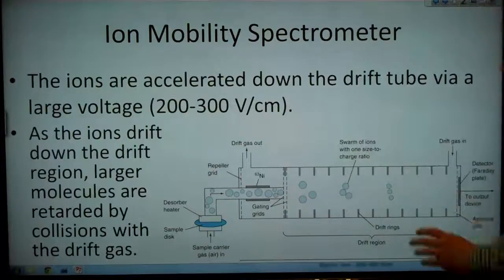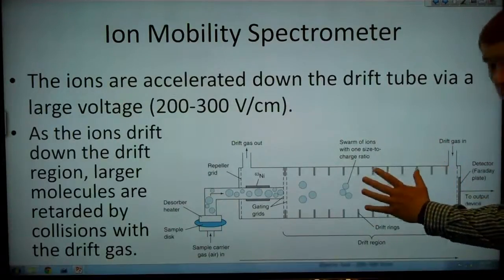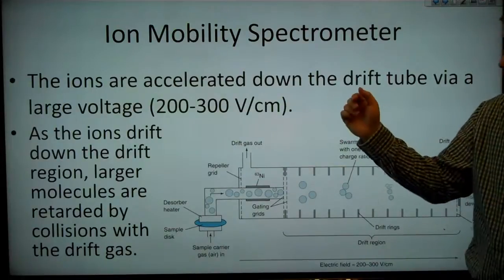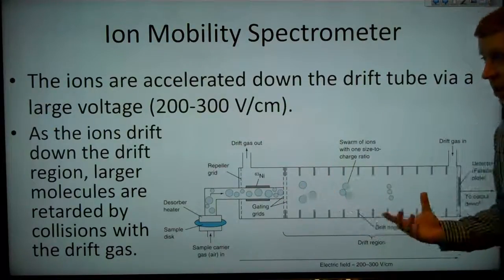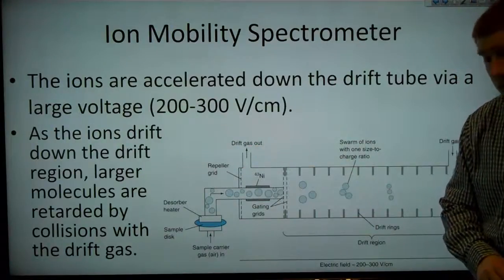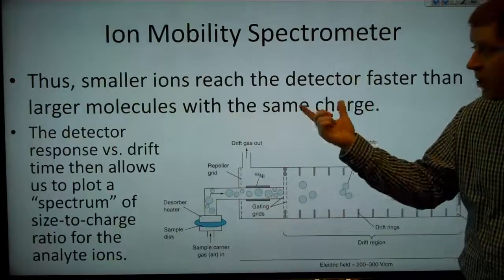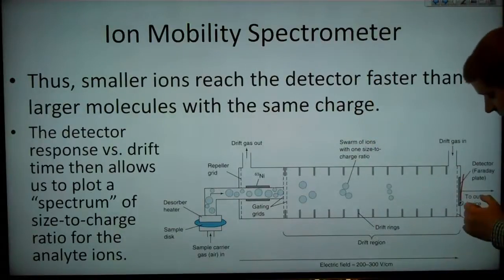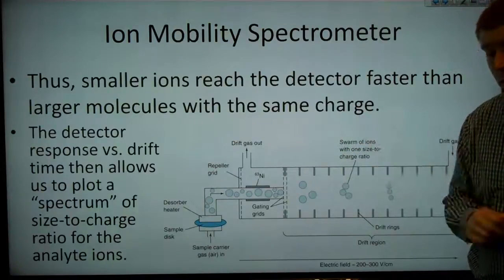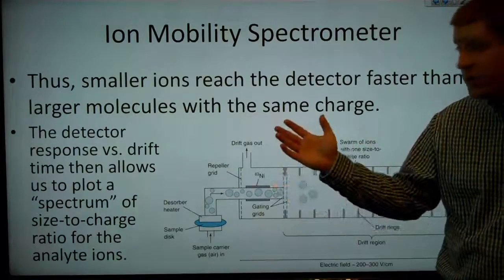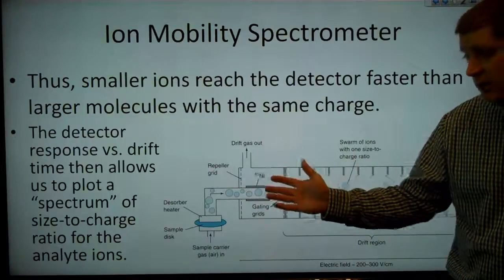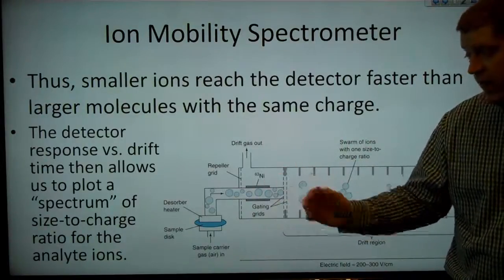So our ions are then accelerated down the drift tube via a large voltage of 200 to 300 volts per centimeter. And as the ions drift down our drift region here, the larger molecules are retarded by collisions with the drift gas. And that means that these smaller ions reach the detector over here on the right faster than the larger molecules with the same charge. So the detector response as a function of drift time then allows us to plot a spectrum of sorts of size to charge ratio for the analyte ions.